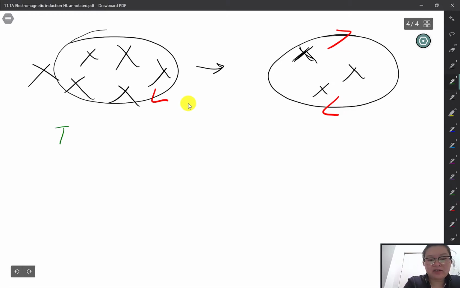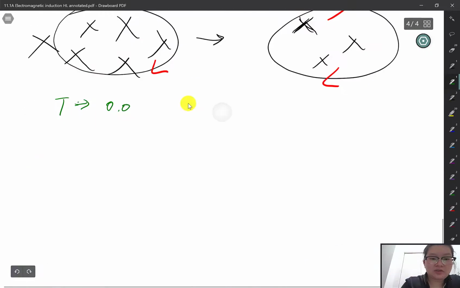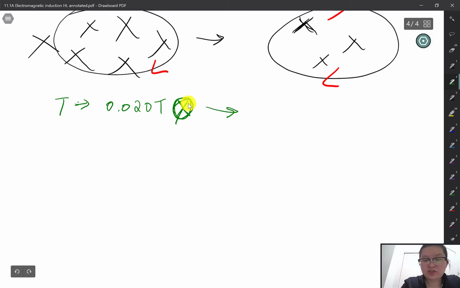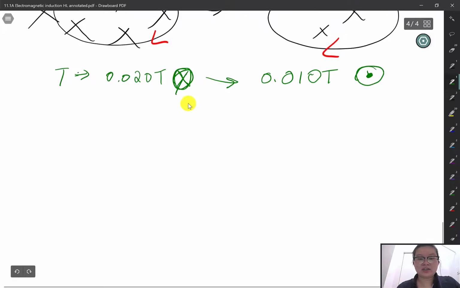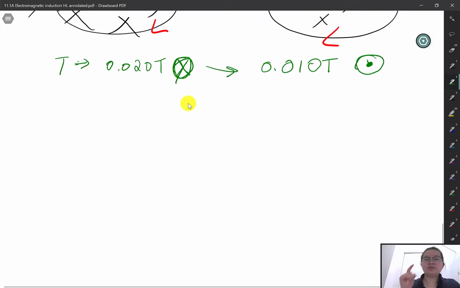So the magnetic field, we're going to go from 0.020 Tesla. It's going to start off into the page, so I have the X for that. And it's going to be changed to 0.010 Tesla, so same magnitude, but this time the magnetic field is going to go out of the page, okay? So again, same thing. We're going to try to calculate the induced EMF, and we're going to try to predict the direction of the current. So let's see what we can do here.